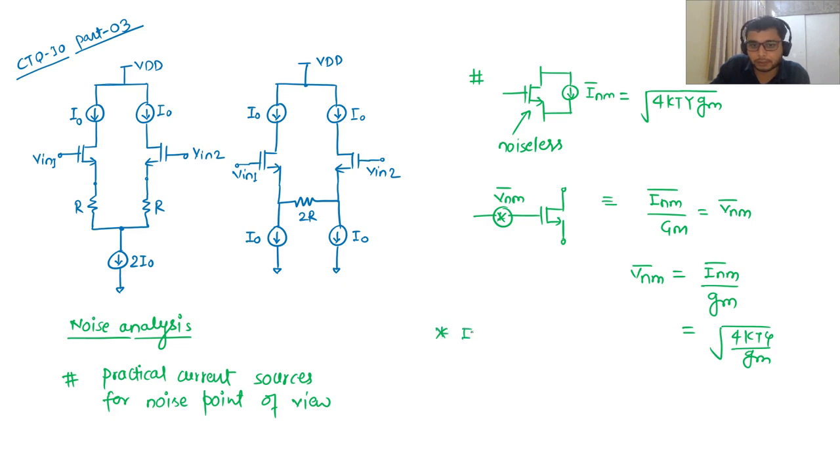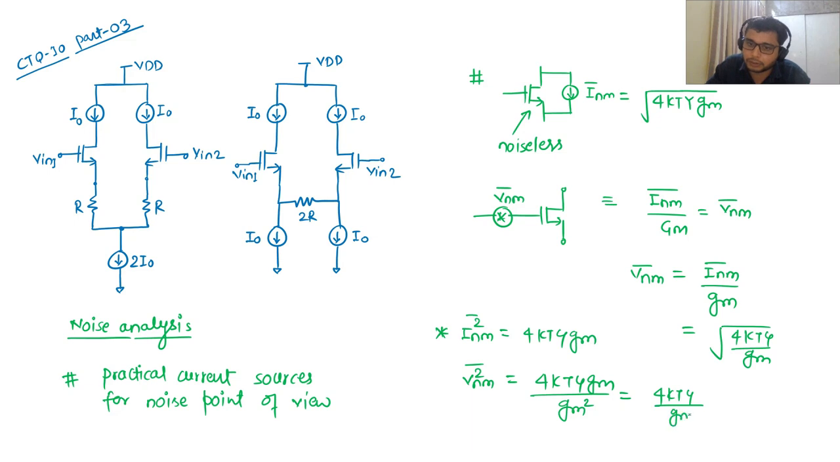Usually we write the quantity in terms of mean square value, which is also called the noise power. Then it is 4kTγgm, and the mean square noise voltage at the input will be divided by gm squared, so it will be 4kTγ by gm. Usually we represent this noise quantity in terms of mean square value, which is called the noise power. Yes, it is a random quantity, so we represent it as a mean square value. This is the point that I want to make for the transistors.